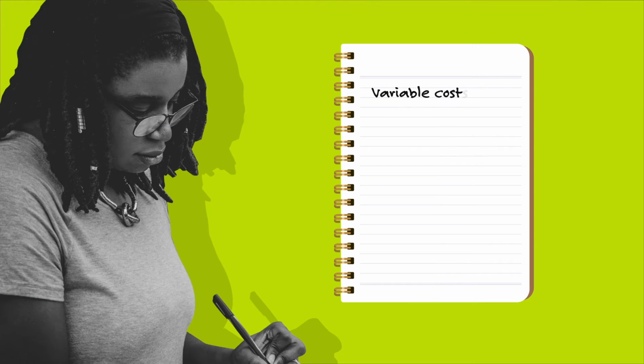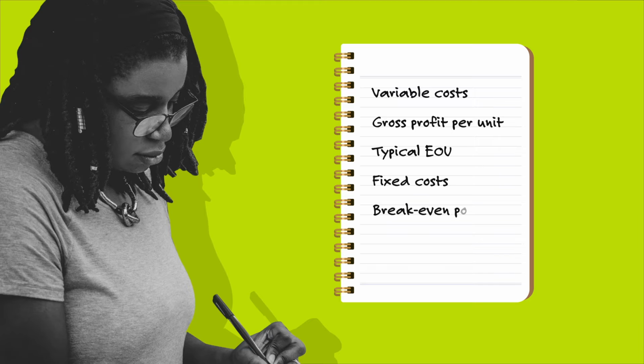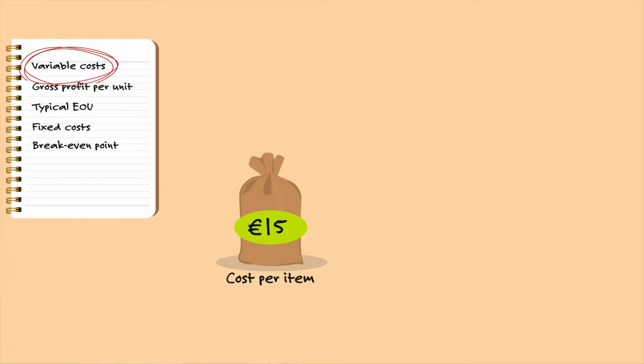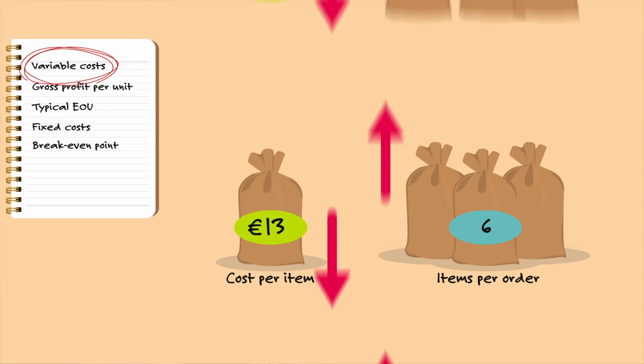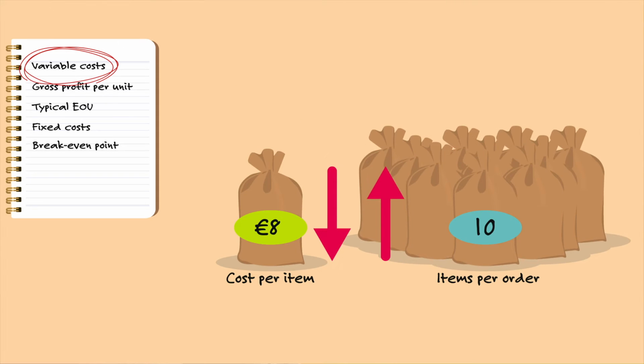Let's have a look at some of the terms you will need to become familiar with when working out the costs of running your own business. We'll start with variable costs. Variable costs are costs that change as the quantity of the good or services that a business produces changes.